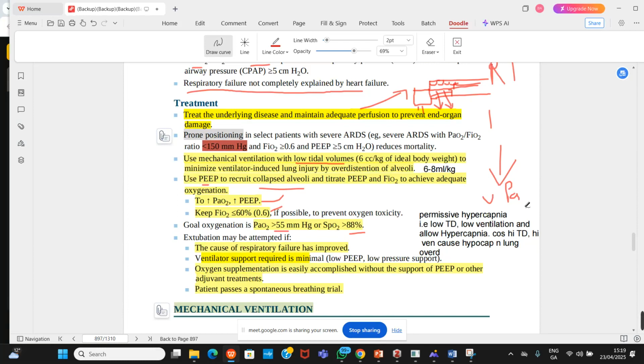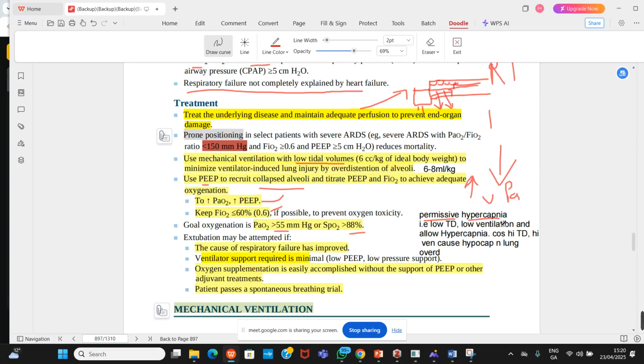Drop. Ventilation will drop. What will happen to the PaCO2 value? My people, no catch. What will happen to this? It will increase. So that is hypercapnia, right? It is allowed to happen in somebody with ARDS, because we prefer the person to have hypercapnia than to have over-distension of the alveoli from increased tidal volume. So that's what we call permissive hypercapnia.